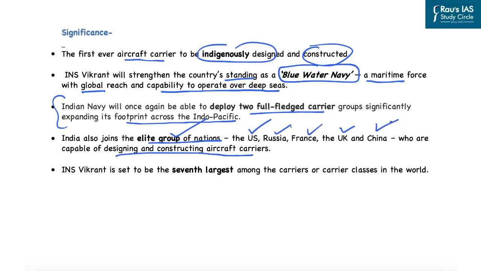So along with these countries, India is now a part of this elite club, which is capable of designing and constructing aircraft carriers. In this line, INS Vikrant is said to be the 7th largest amongst the carrier classes in the world. So these are a few important achievements for India, which can be important for us from the prelims examination perspective related to the commissioning of this new INS Vikrant.